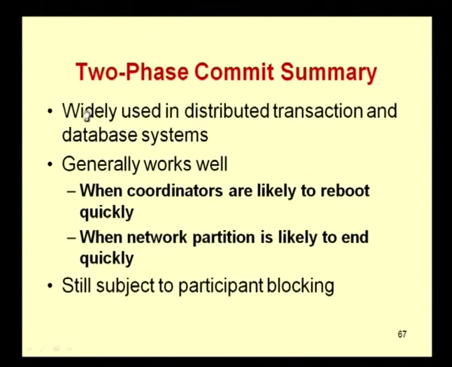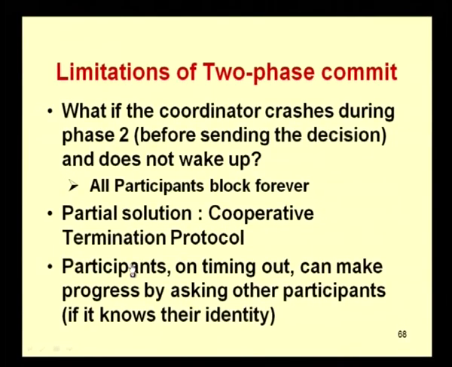This is widely used in distributed transaction database systems. It generally works well when coordinators are likely to reboot quickly and when network partitions are likely to end quickly, but it is still subject to participants blocking on the coordinator's requests. What if the coordinator crashes during phase 2 before sending the decision? Then all participants will be blocked forever. A partial solution is a cooperative approach. Remember, the participant does not know the other participants.